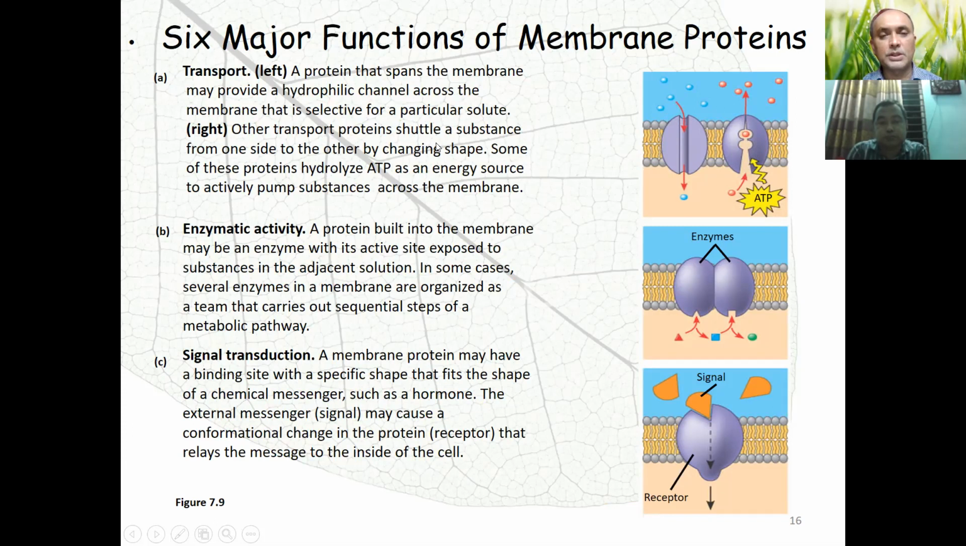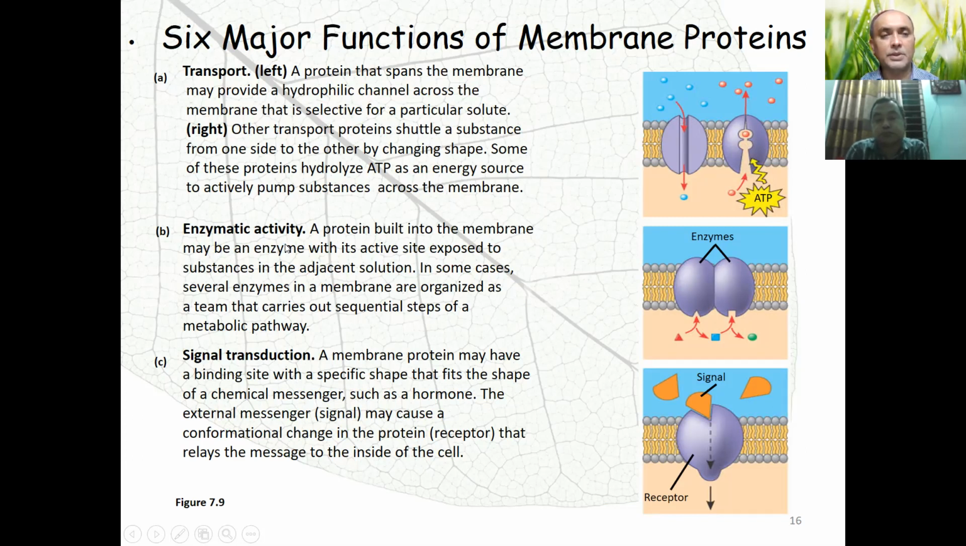Another transport protein shuttles a substance from one side to the other by changing shape. Here you can see, first it opens and then closes this side, and the substance is out. And this type of transport requires energy from interior to exterior, and it is called active transport. And some transport is passive, with no need of energy.